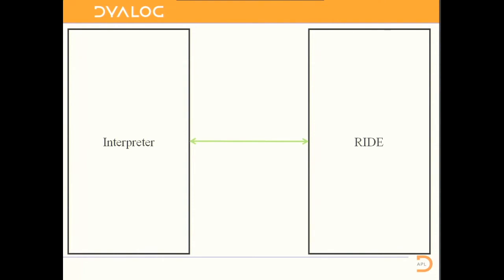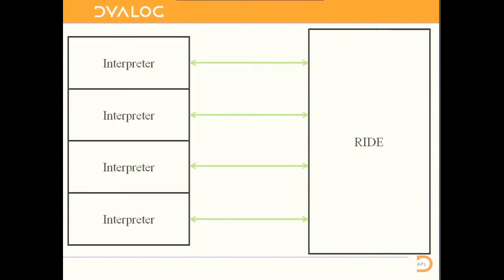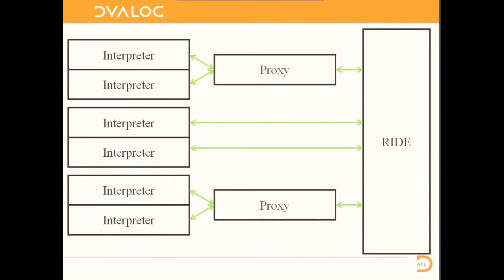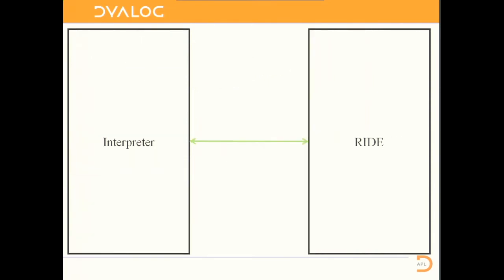Let's just take a closer look at this communication mechanism that we are implementing between the remote development environment and the interpreter. We can connect a RIDE session to an interpreter. In theory, well, not just in theory, but in practice, we can also connect a single RIDE engine to multiple interpreters. So we could be debugging many things or monitoring many things at the same time. These different interpreters could be made available through proxies. If there are security issues, we might want to connect RIDE to a proxy and let the proxy worry about talking to different APL interpreters.